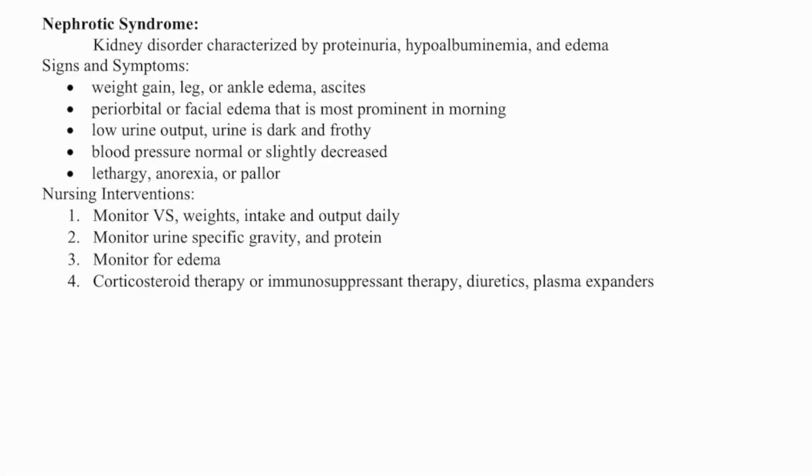Now let's talk about nephrotic syndrome. So this is a kidney disorder characterized by proteinuria, hypoalbuminemia, and edema. Signs and symptoms are weight gain, leg or ankle edema and ascites, periorbital or facial edema that is more prominent in the morning, low urine output, urine is dark and frothy, blood pressure normal or slightly decreased, lethargy, anorexia, or pallor. And our nursing interventions are to monitor vital signs, weights, intakes, and outputs, monitor urine specific gravity and protein, monitor for edema, and corticosteroid therapy or immunosuppressant therapy, diuretics, and plasma expanders.